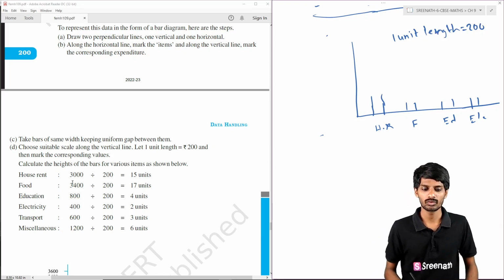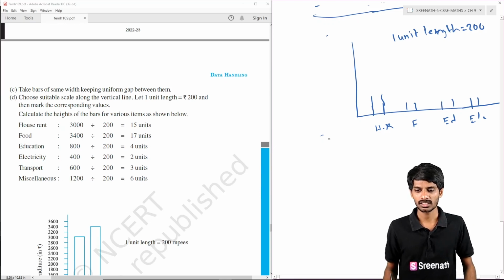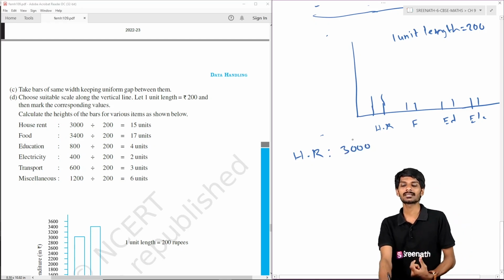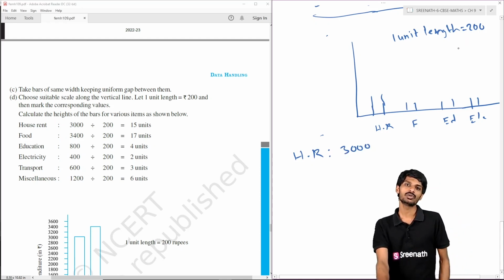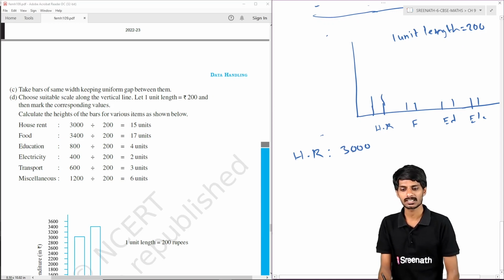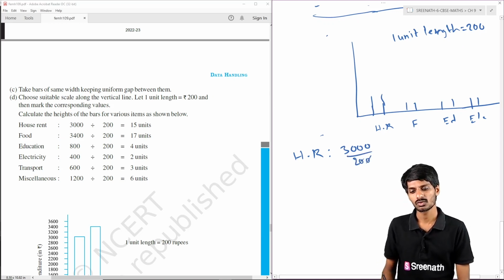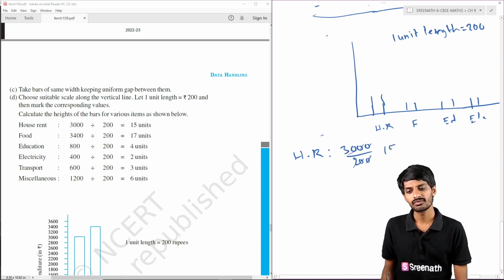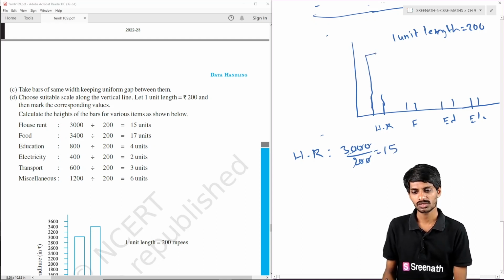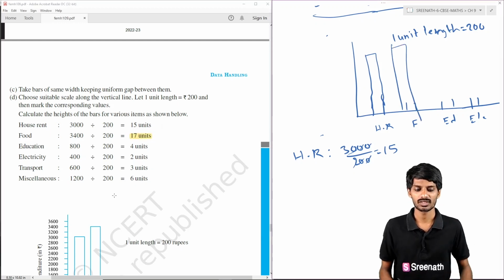Now we have to calculate the length, or the height, of the bars. For house rent, it is 3000. Each unit length represents 200, so to find how many unit lengths, you have to divide by 200. Cancelling 2 zeros, it is 15 times. So the length of the house rent bar is 15 units. You measure 15 units and draw the bar like this. Next, food is 17 units; like that you draw again and complete this bar graph, students.